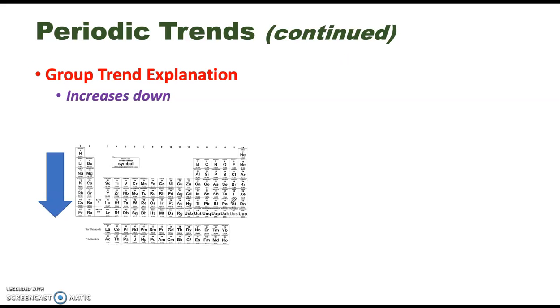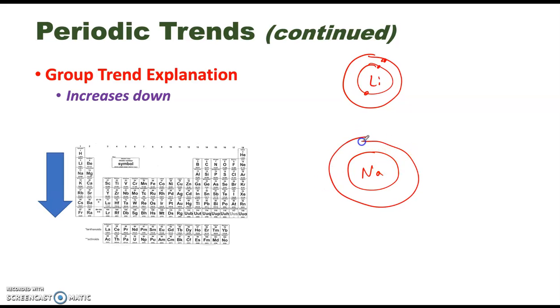Okay, so the trend for going down, it increases going down. Why? Well, because lithium has 3 electrons, 1, 2, 3. Sodium has 11. The first 2 would go on this ring, the next 8 would go on this ring, and then the 11th one would go on this ring. Do you see why sodium's bigger? And then potassium, I'm assuming you can see that.